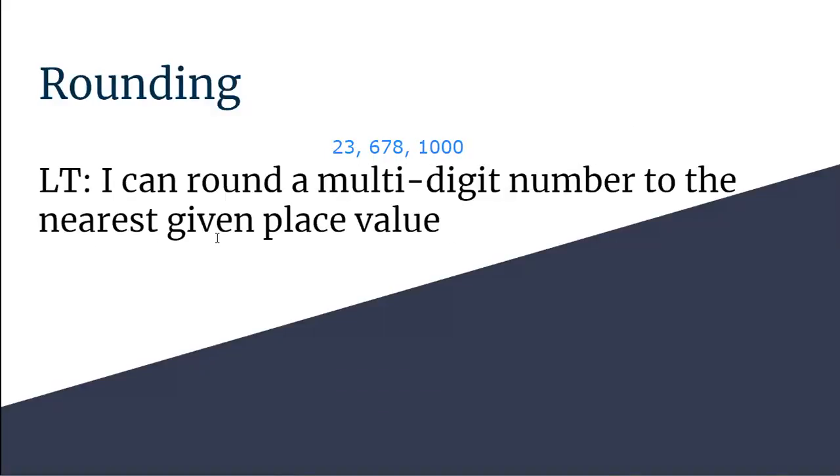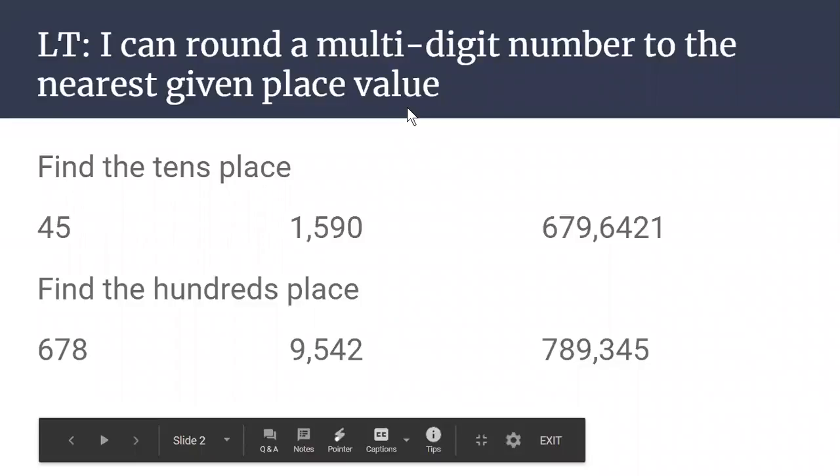And then I need to round it to the nearest given place value, meaning somebody's gonna tell me a place value. The ones, the tens, the thousands, and so on. And I'm gonna round it to whatever they tell me to round it to, okay? So I'm gonna go ahead, I'm gonna clear my drawings, and we're gonna start looking at how to round, okay?